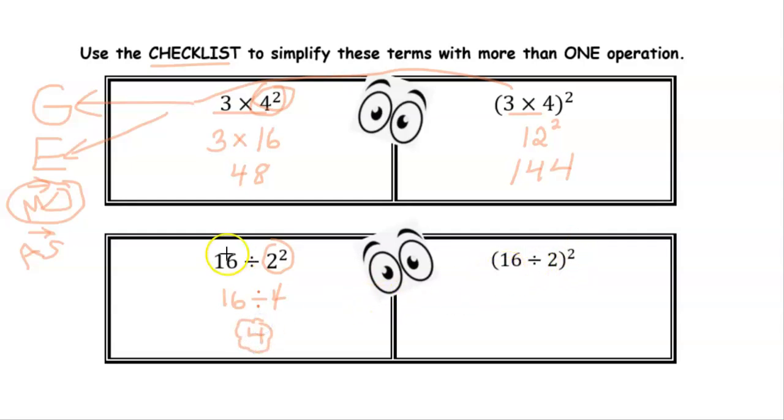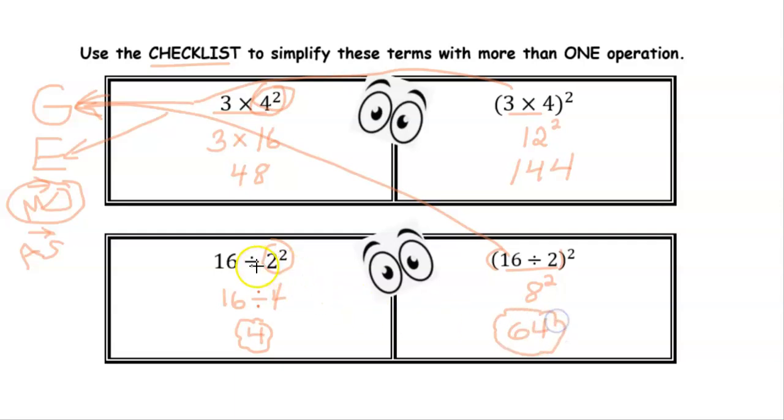Let's see what happens when we put those grouping symbols on. That says you're going to do the division before the exponents here, because grouping is first on your checklist, because we have two operations. We have division and exponents. So we're going to first do 16 divided by 2. That is 8. And the parentheses can drop because we've done all the operations inside that group. And the square is waiting for it. 8 squared, remember, means 8 times 8, which is 64.